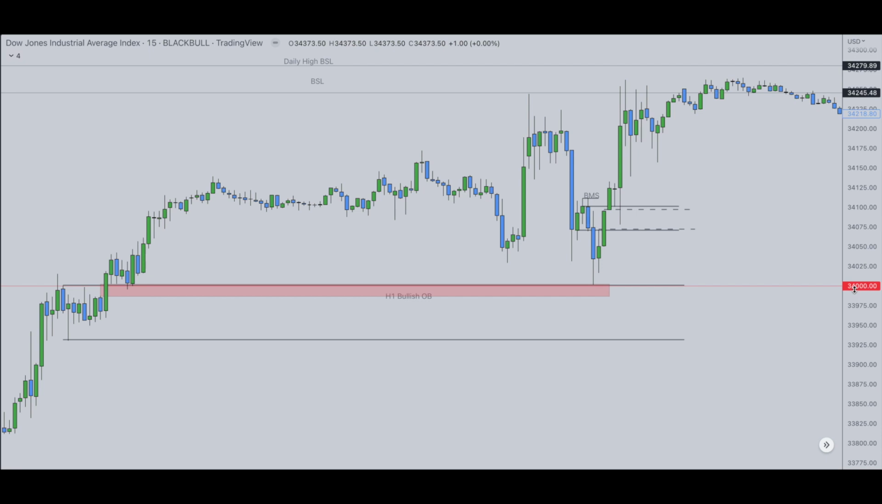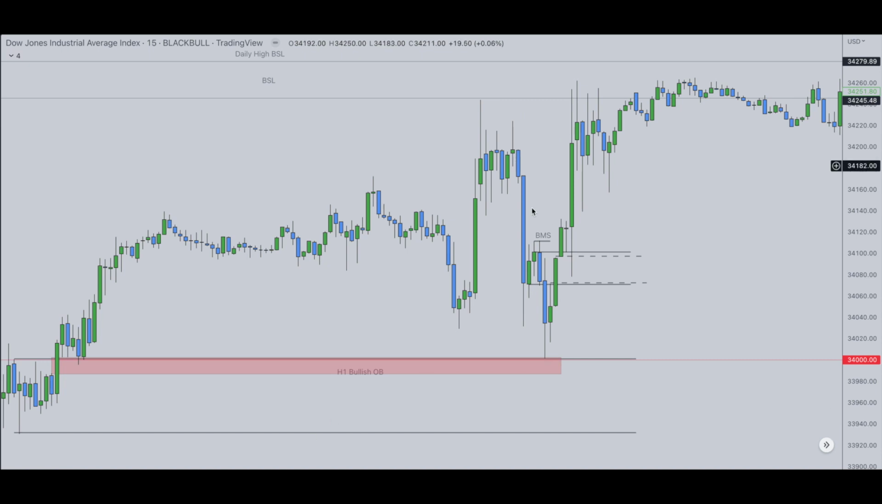34,000, institutional zone, big figure, very key level. Price trades down in. We trade back into this M15 imbalance here. No, this imbalance. We don't see any other imbalance here. This is our only area of imbalance. Price trades into that. Then we aggressively trade higher, and then we retrace into the news.